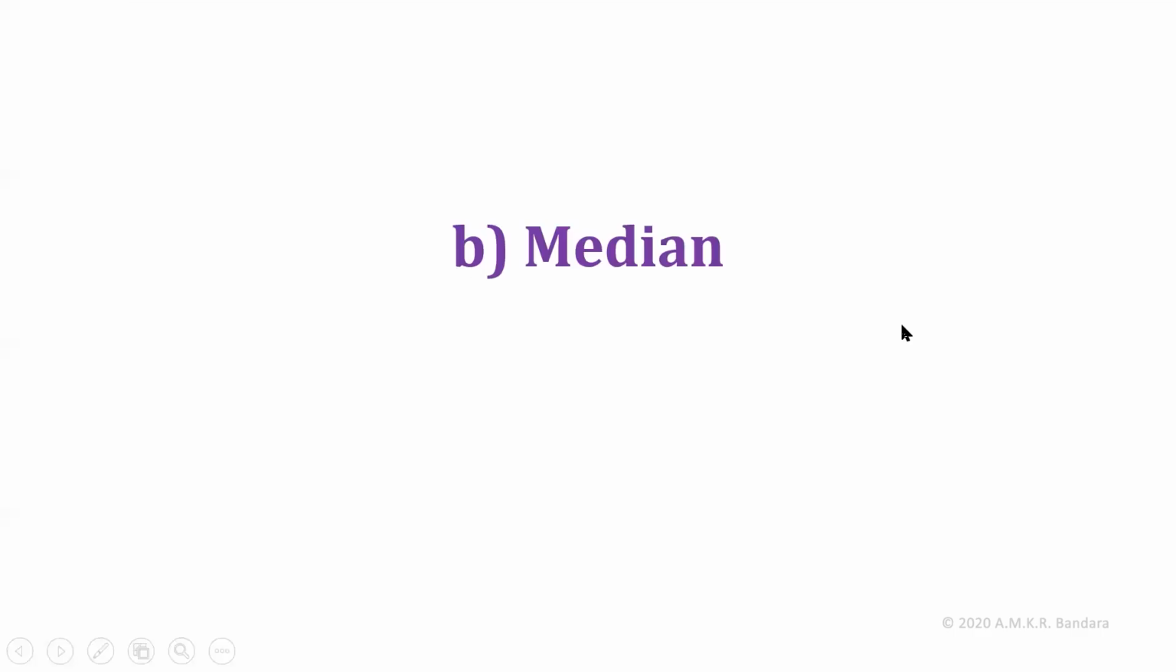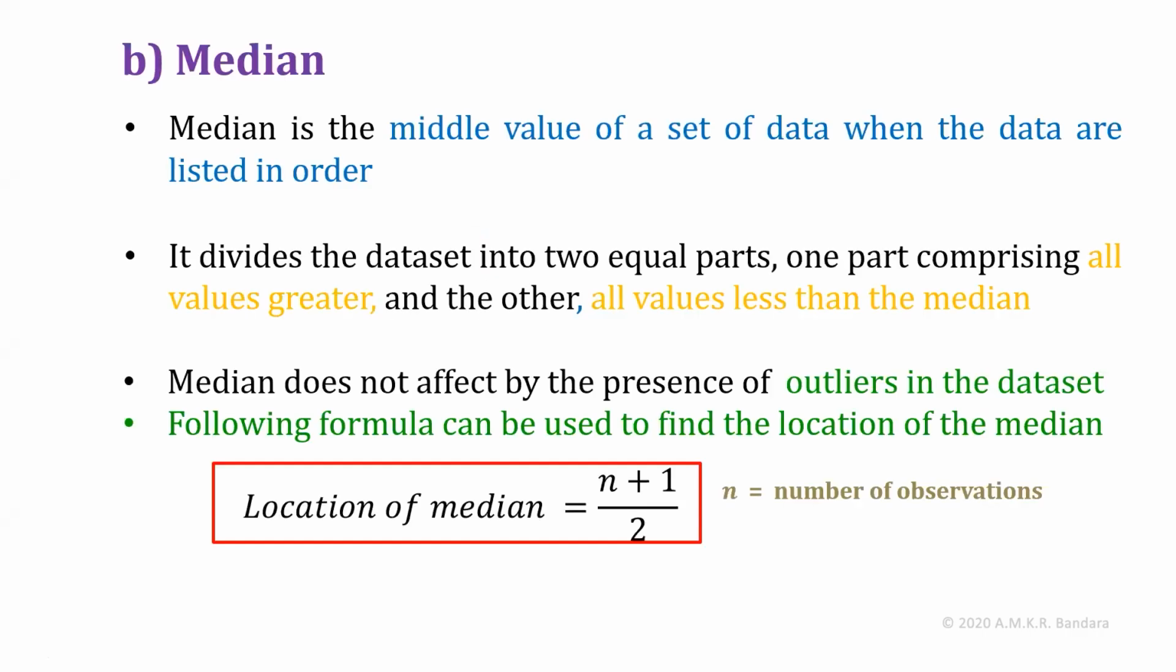The second measure of central tendency is the median. The median is the middle value of a data set when the data are listed or sorted in order, ascending or descending. So the median divides the data set into two equal parts.